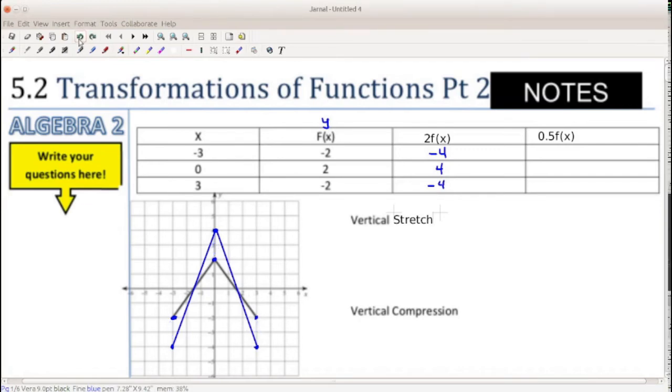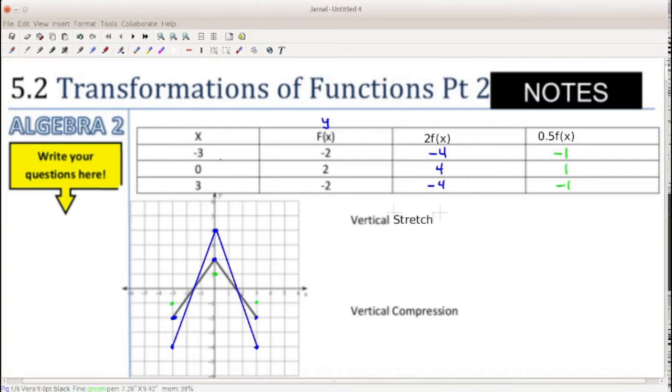Okay, let's take a look at another example. What happens if I multiply by a number less than 1, by a decimal? In this case, 2 is greater than 1, and it's going to do something different when I've got a number less than 1. So if I multiply my y values by 0.5, I've got -2 times 1/2, or 0.5, is -1. 2 times 1/2 is just 1, and -2 times 1/2 again is -1. So now I've got the points (-3, -1), (0, 1), and (3, -1).